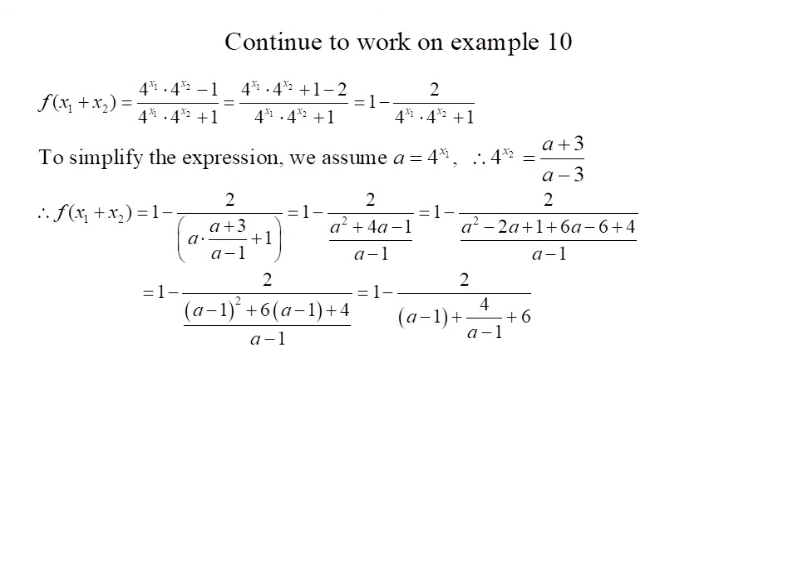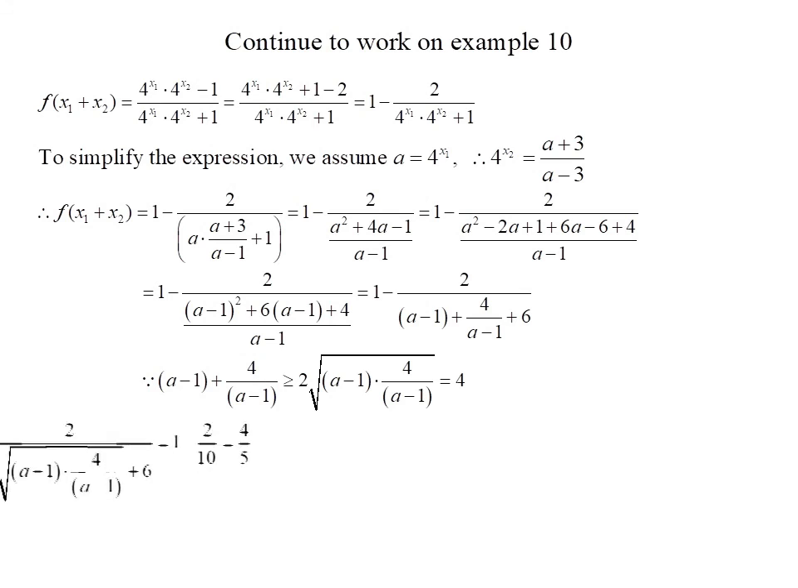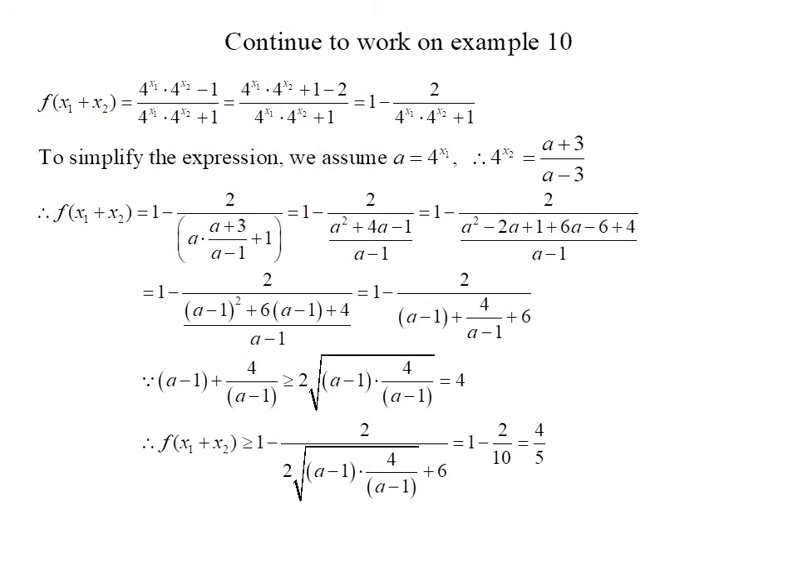The expression can be further simplified to 1 minus 2 over the total of (a minus 1) plus 4 over (a minus 1), then plus 6. Since (a minus 1) plus 4 over (a minus 1) is greater than or equal to 4, f(x sub 1 plus x sub 2) can be simplified, and it is greater than or equal to 4 over 5. Hence, the minimum value of f(x sub 1 plus x sub 2) equals 4 over 5.